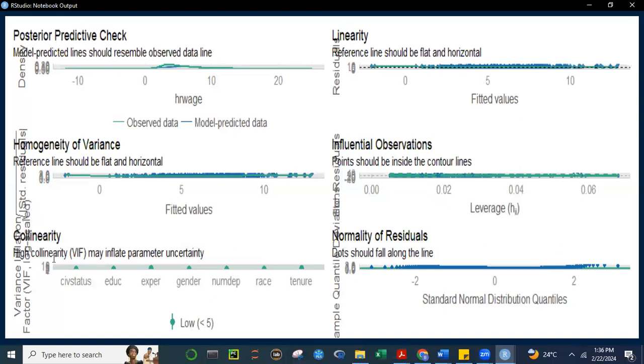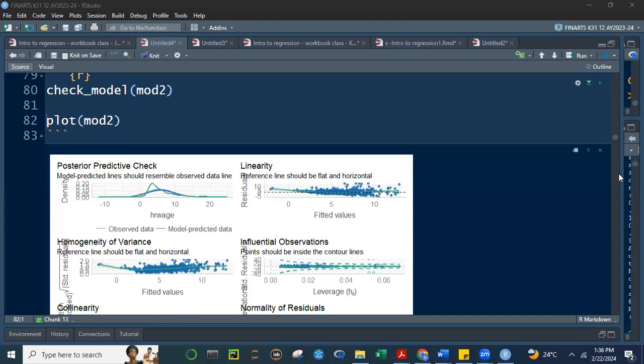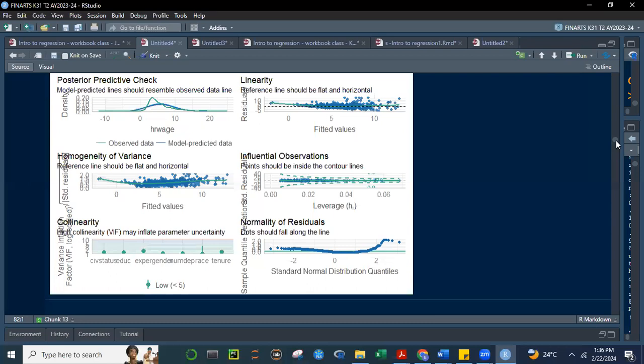And then this one is VIF, variance inflation factor. And then this one is the normality of the residuals, so that should fall along the line. But you can see here yung mga higher values, medyo malayo sila dun sa line natin.